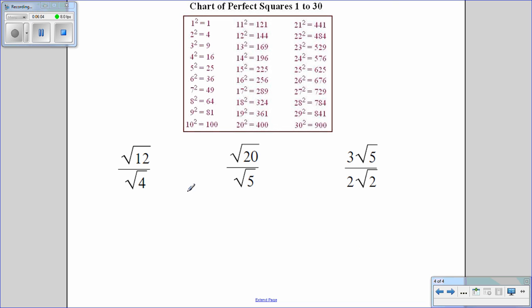Finally, we're going to divide. We're going to see if we can divide two radicals. So first we have the square root of 12 divided by the square root of 4. Now, I noticed that the square root of 4 is a perfect square. So I'm going to rewrite this as the square root of 12.